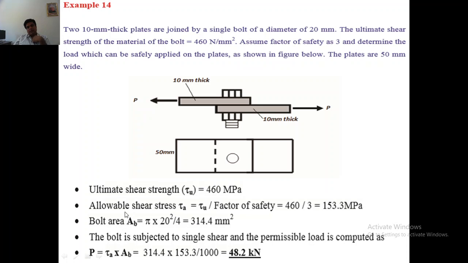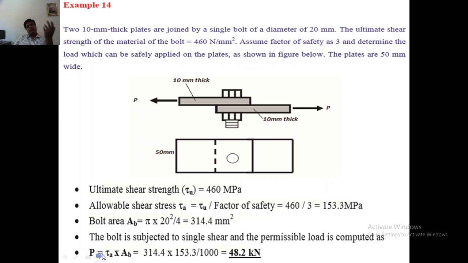So we can calculate the shear area of the bolt. It is pi by 4 d square. So this is the pi by 4 d square area. So we have the shear stress and shear area, so you can easily calculate the shear load. So shear stress is nothing but shear load by shear area. So since shear stress is given and area is given, you can calculate the shear load here.